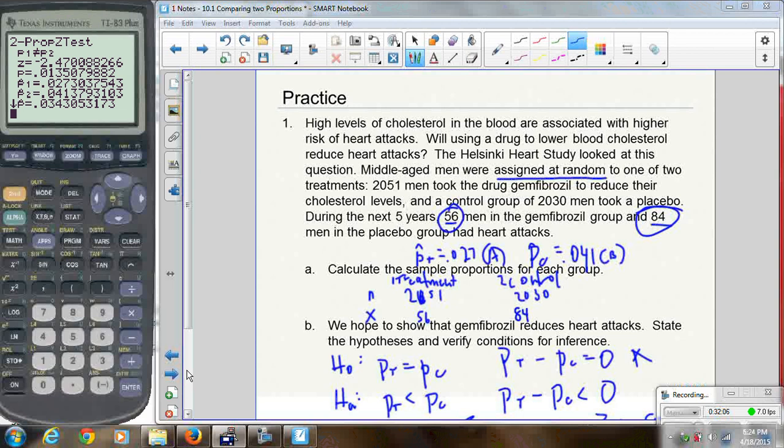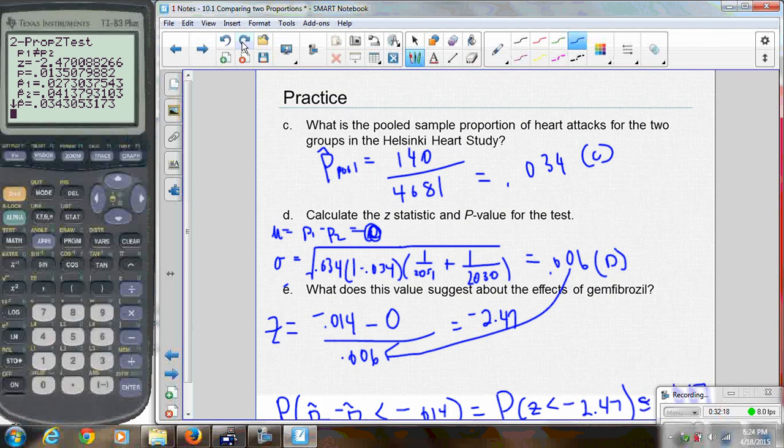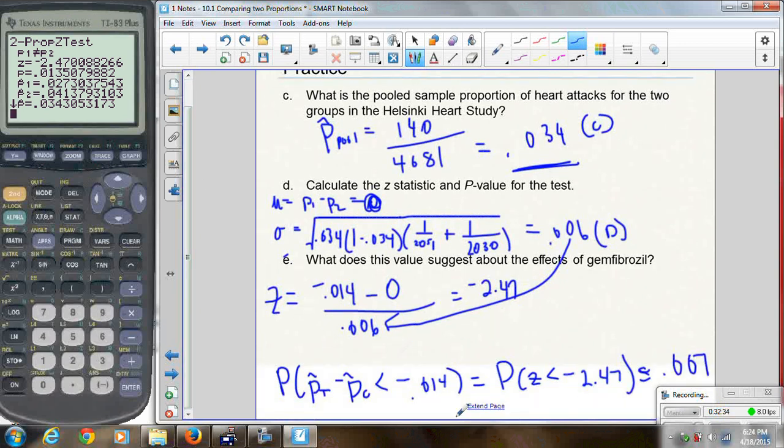And it really does give you everything you need. So notice it tells you p-hat sub 1 and p-hat sub 2. The p-hat that you see below that, that is your pooled p-hat. So if we look at my pooled p-hat, you can see that we get the same value, 0.034. The p-value that you see there, though, is my probability. And you'll notice that it's a little tiny bit different. I'm wondering if I did something wrong, because we got the same z-value. Did I enter that wrong? Because they should be the same number.